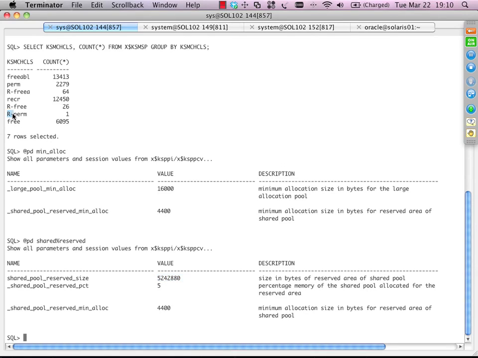Whatever R's you see here, R means that this chunk is actually in this reserved area. All right. So we see that many free chunks. I'll talk about the other chunks shortly, but just knowing how many free chunks we have is not enough, because we don't know whether these chunks are 20 bytes in size or 200 kilobytes each, right? So we actually want to see the size of these chunks.